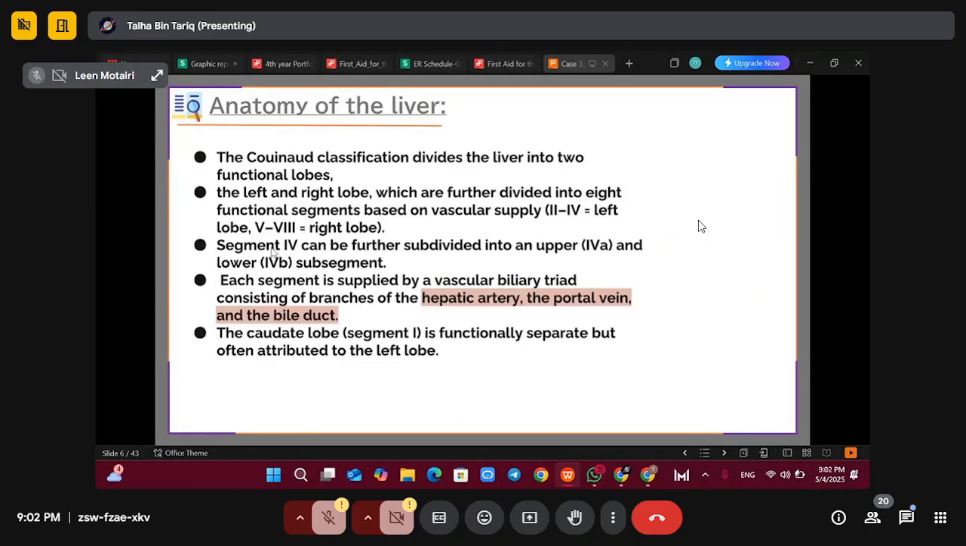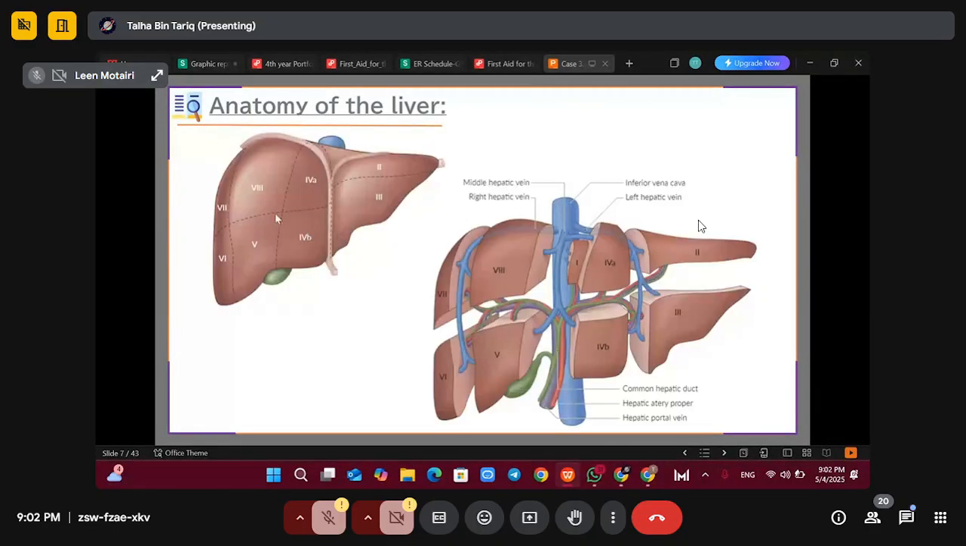So now, as I said, which ones from 5 to 8 make up the right lobe? From 5 to 8 is the right lobe. So this division here will be the right lobe. This is the functional lobe. And the left lobe will be 2, 3, 4A and 4B. This will be the left lobe. But usually, anatomically, once you see the liver, you see that this is the falciform ligament, and you just divide it on the basis of the falciform ligament as the right lobe and the left lobe.